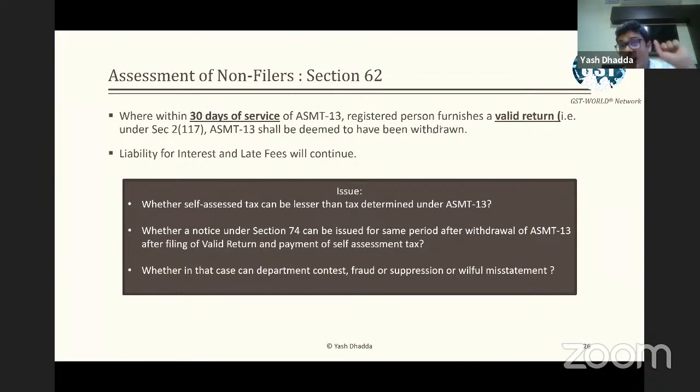Meaning thereby, it becomes very important for the assessee and for us to see, wherever you have not filed a return, always tell your client to check on the GST portal whether there is any best judgment order which has been issued under section 62. From the 30 days of service of the order, you have to ensure that the return is filed. Once the return is filed, this order is withdrawn.